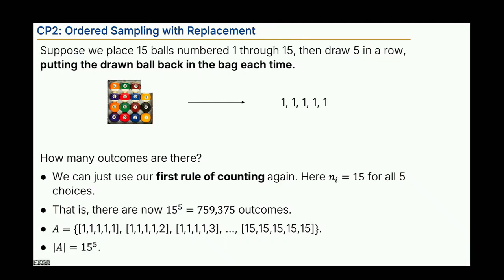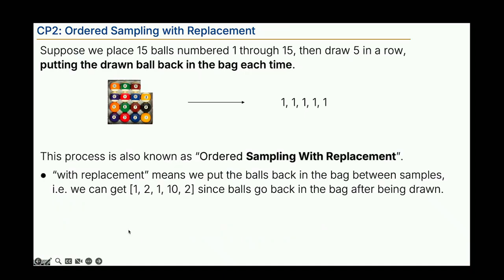Okay. And so the size of the set, where the set is all sequences that can have repeats, where we do care about the order, for 15 items and 5 draws is 15 to the fifth. And in this case, we call it sampling with replacement because the balls can go back in the bag. That's all. That's a short one if you got the first one. Okay? Let's do something harder and more interesting.